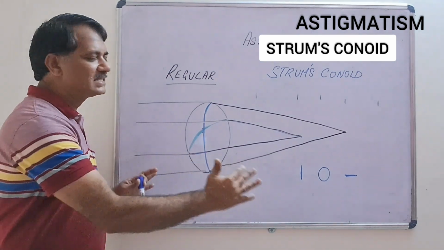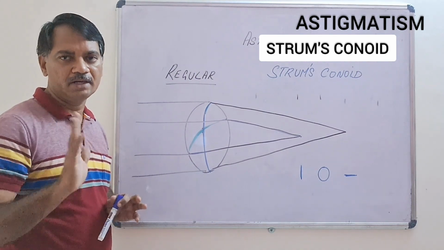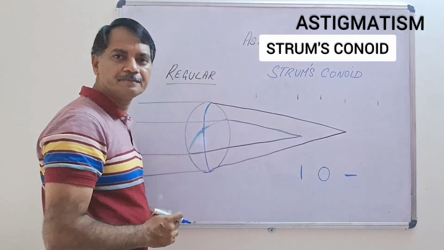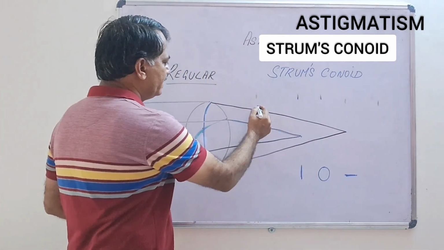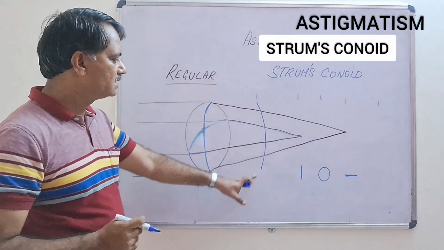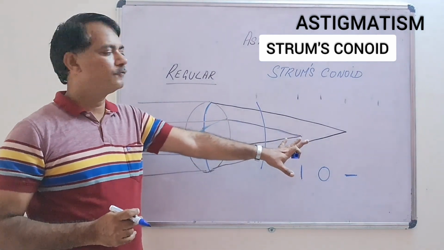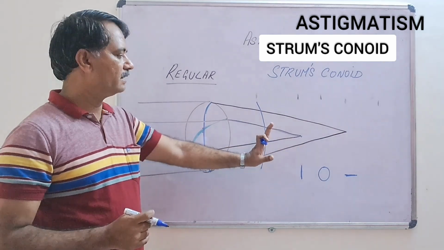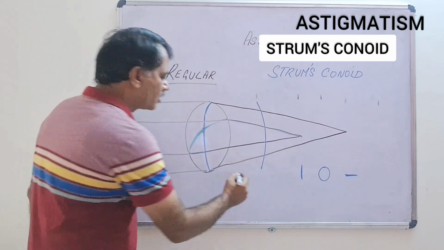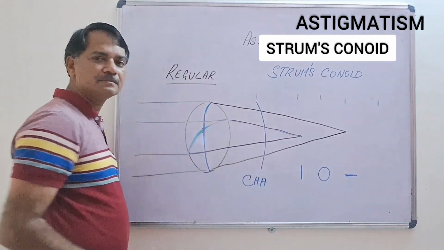How we are going to classify astigmatism based on this Sturm's conoid. So I have drawn 5 dots or lines here. If the retina is at this position, you can see both the light rays are getting focused behind this assumed retina. So this is called compound hypermetropic astigmatism.